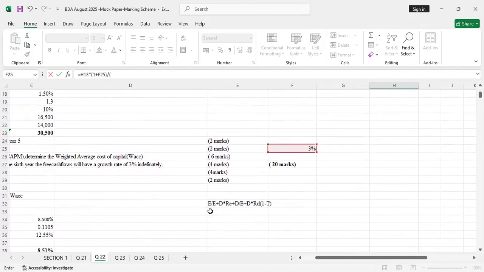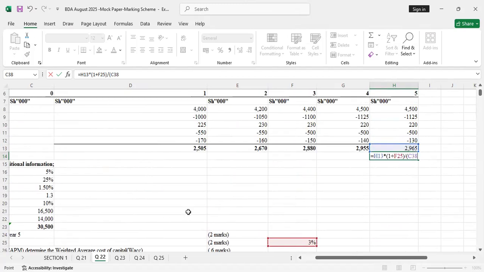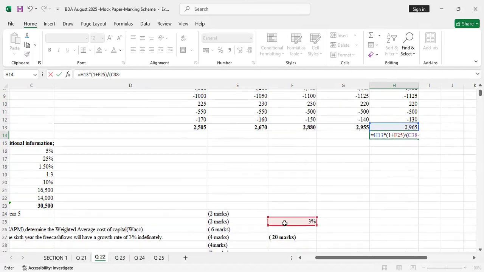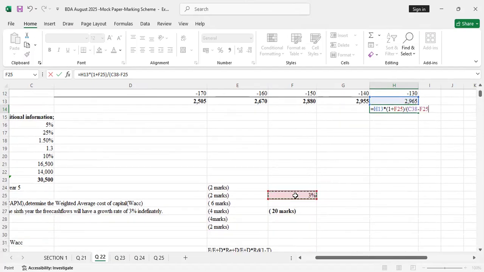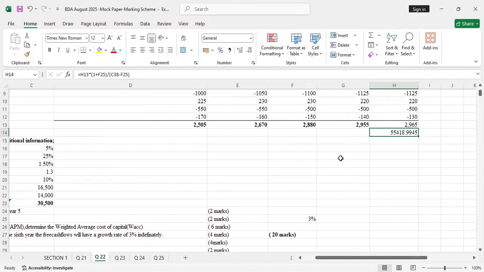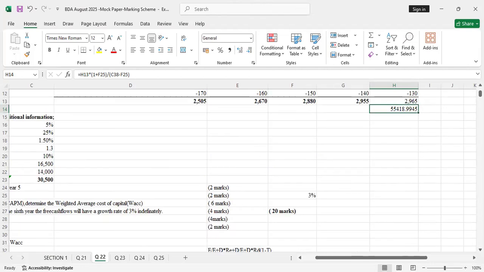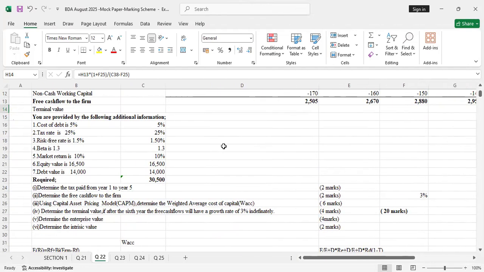Then you pick the WACC, which is 8.51. You select it. You subtract the growth rate, which was 3%. Then you close the bracket. Then you enter. Once you enter, this will be your terminal value. So we use that. That's the terminal value, and you have answered that question.